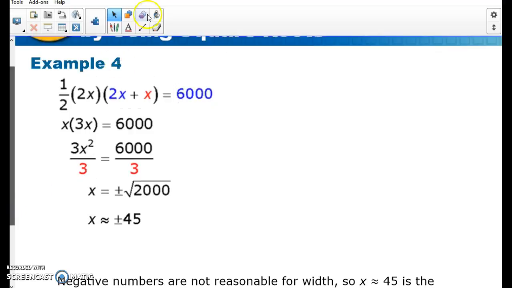So remember, when you have length times width, and we're talking about x times x, that's not going to be 2x. That's going to end up being x squared. So remember that for your homework assignment.